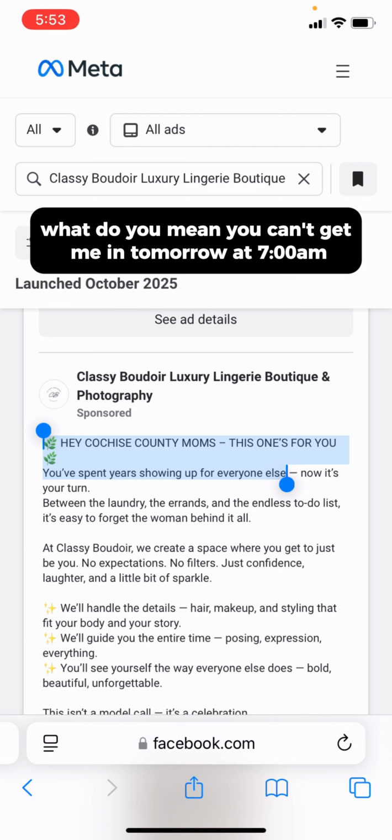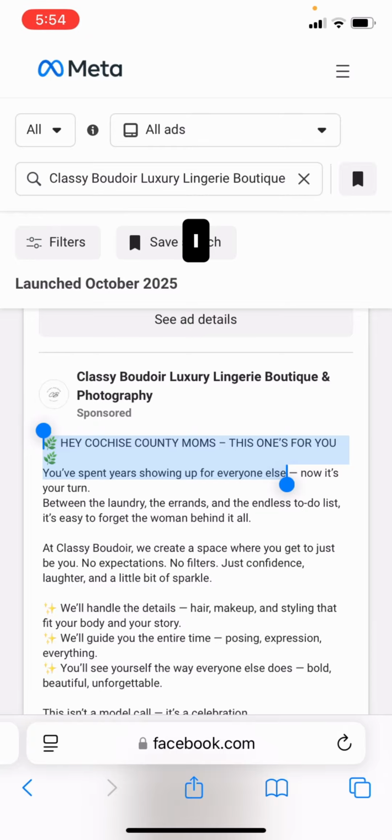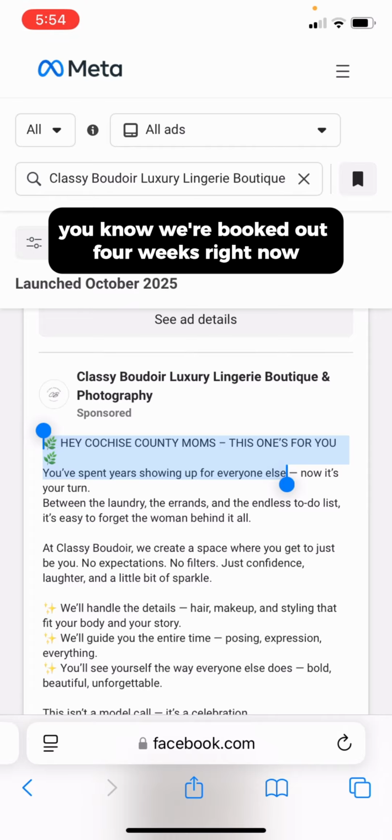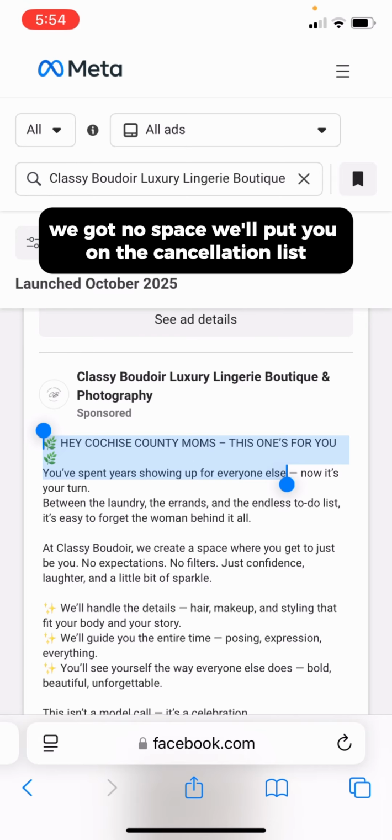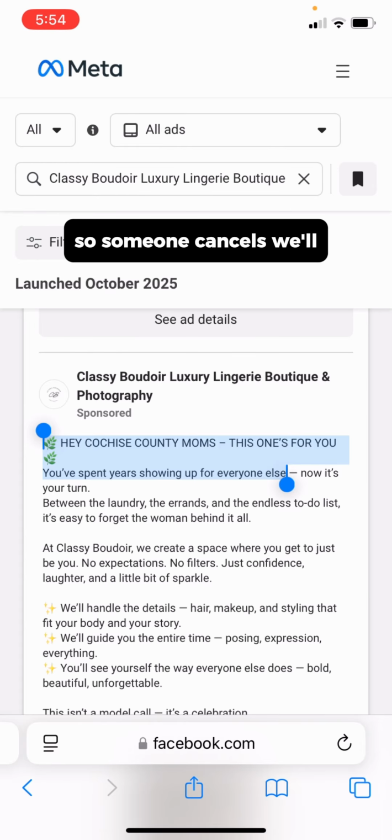And so we're like, "What do you mean you can't get me in tomorrow at 7:10 a.m.? My tooth's killing me. Dude, I gotta get rid of this pain. Somehow this is really killing me." And they're like, "Sorry, we're booked out 4 weeks right now. We got no space. We'll put you on the cancellation list. So if someone cancels, we'll fold you in. We'll merge you in." So we're like, "No, dude, I can't wait."